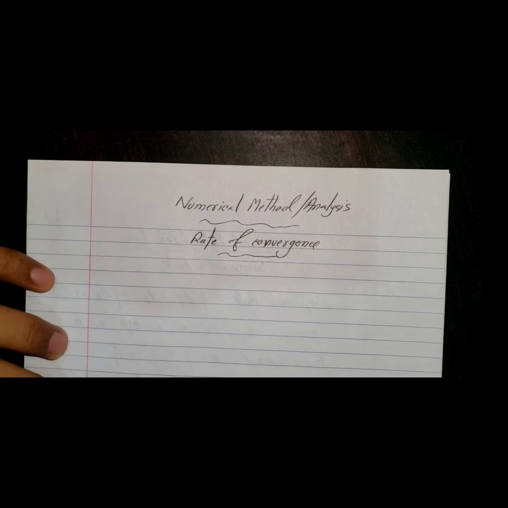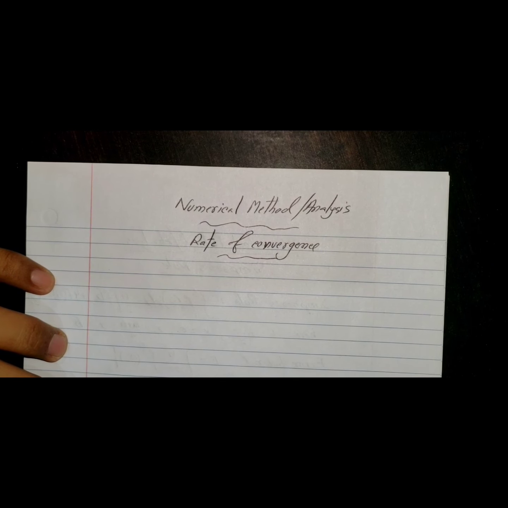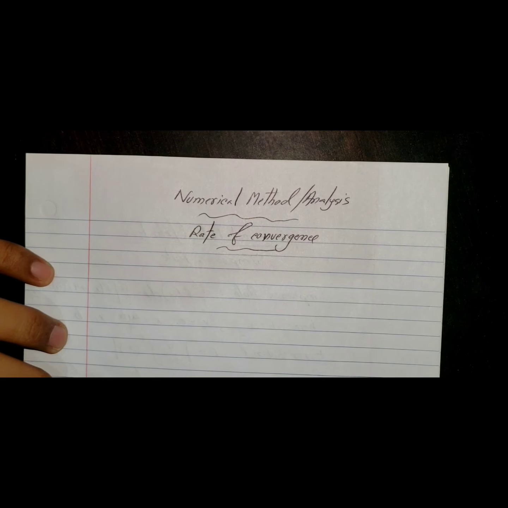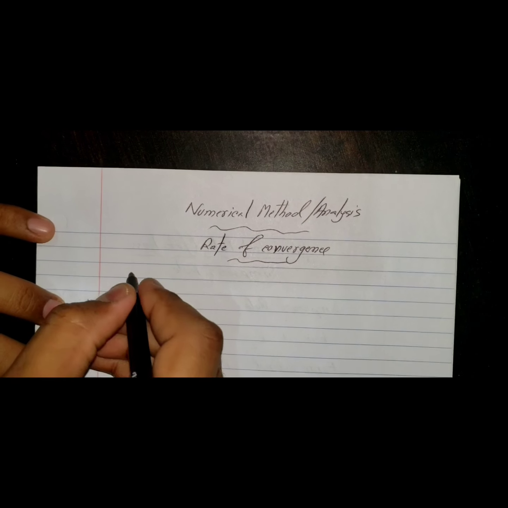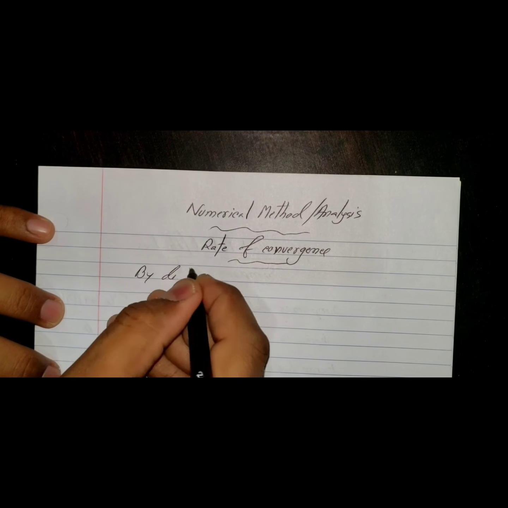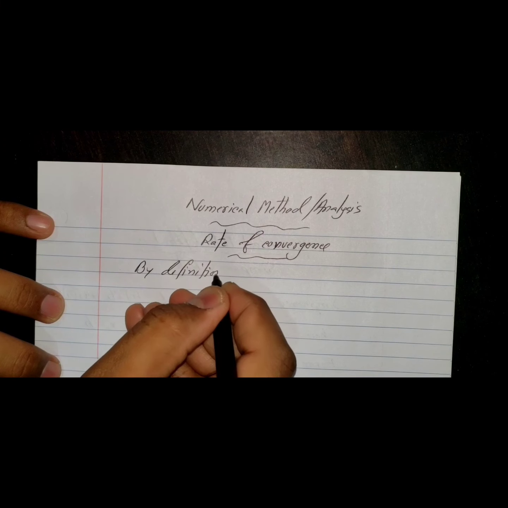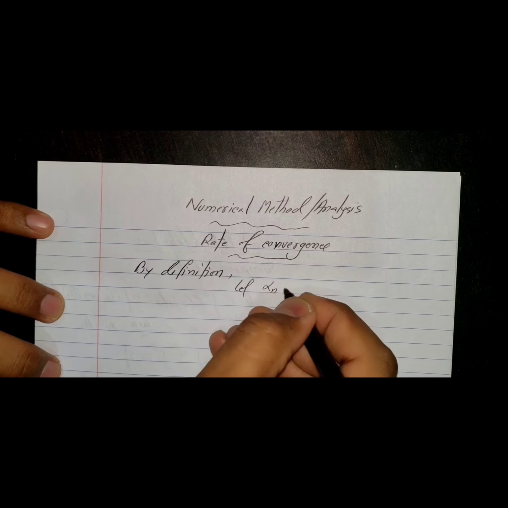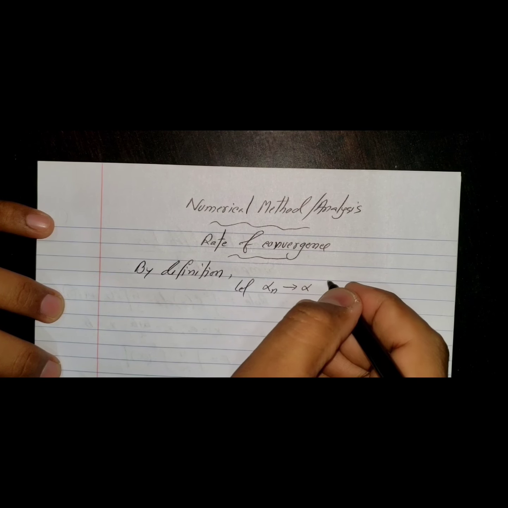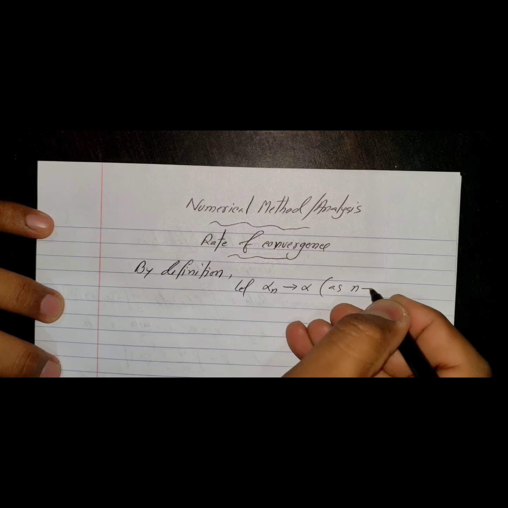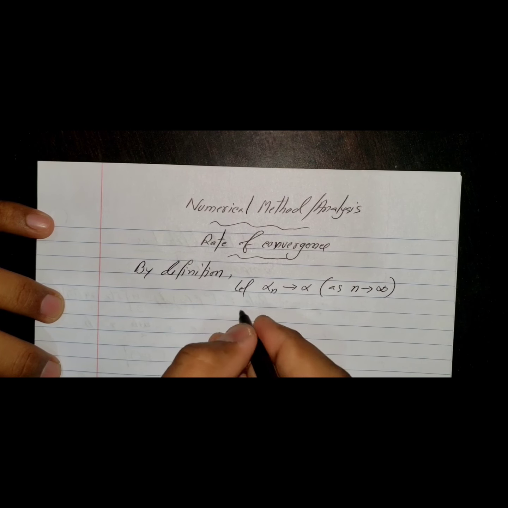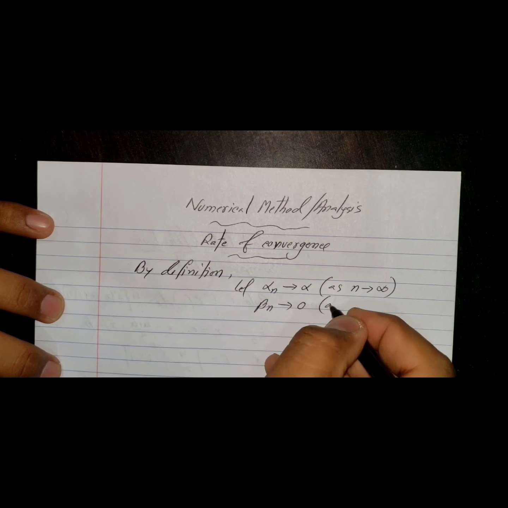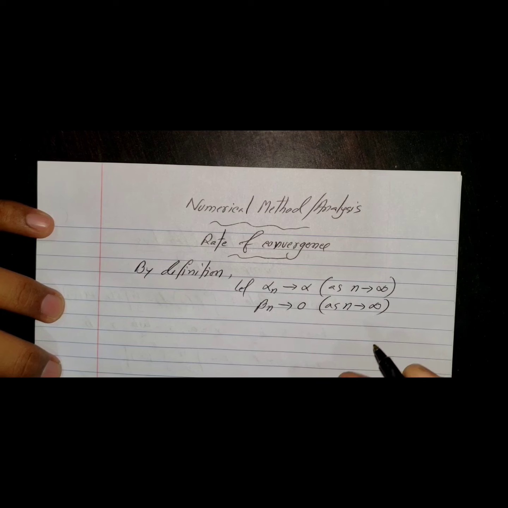This is one of my numerical method or analysis videos where I'll try to show you how to find the rate of convergence. The rate of convergence is, by definition, let alpha n approach alpha, where n is approaching infinity, and beta n is 0, where n is approaching infinity.